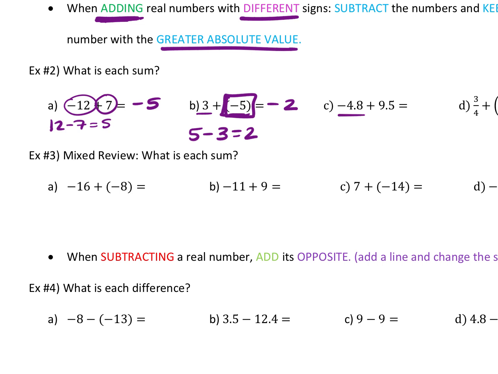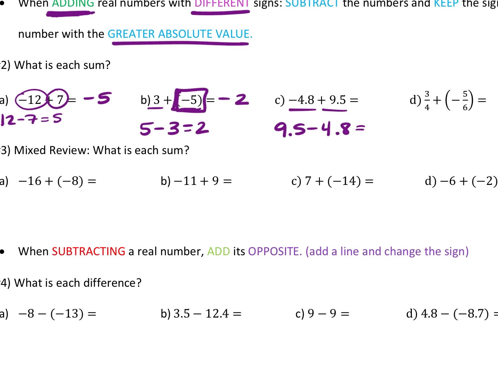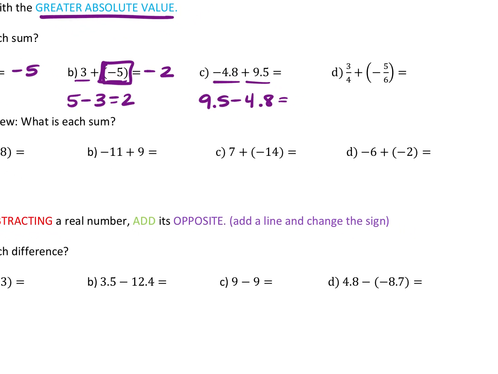Negative 4.8, positive 9.5. Do you add them or subtract them? You subtract them. Always the bigger minus the smaller, so 9.5 minus 4.8. Okay, so you get a decimal. What is that? That's 4 point what? 7? Okay, so 4.7, is that positive or negative? Positive. It's positive because the bigger of the two, when taking the absolute value, is the positive number, positive 9.5.